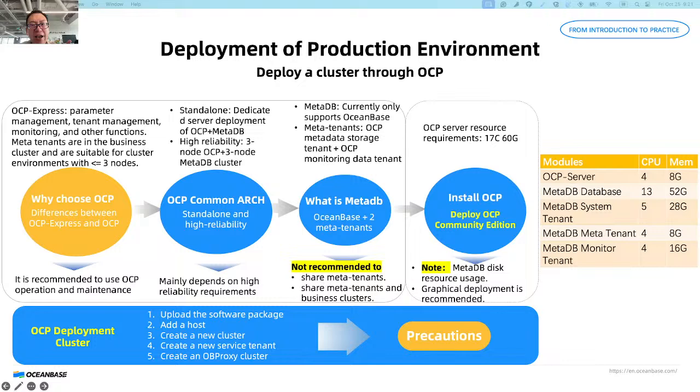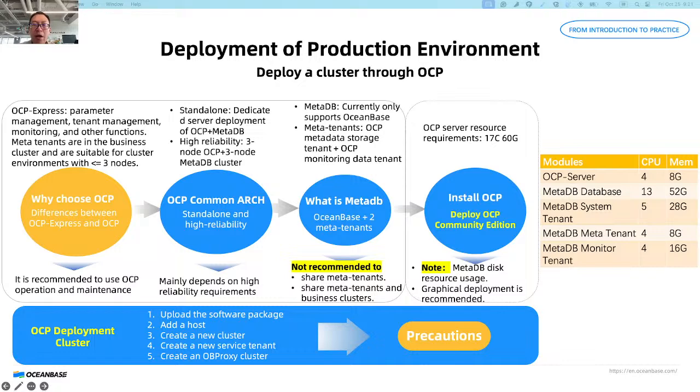If you have high requirements for your production environment and manage a large cluster, we recommend using the high reliability architecture. If your cluster size is within 4 nodes, the standalone architecture basically meets the needs. Next is MetaDB. Currently, we only support using OceanBase for this MetaDB.